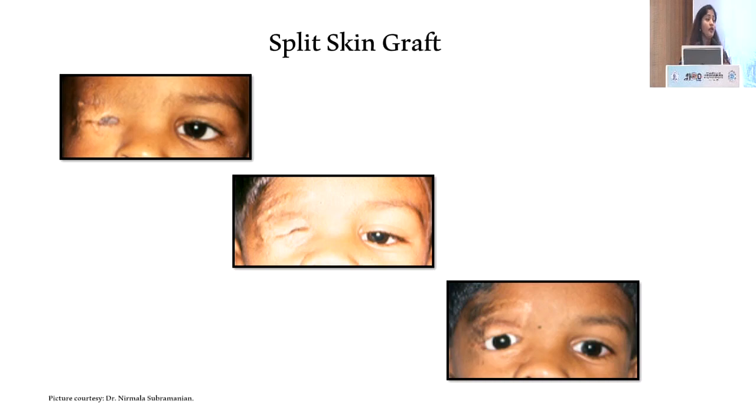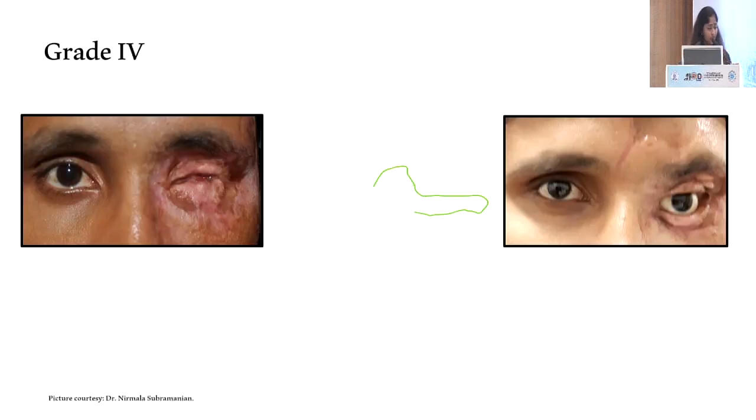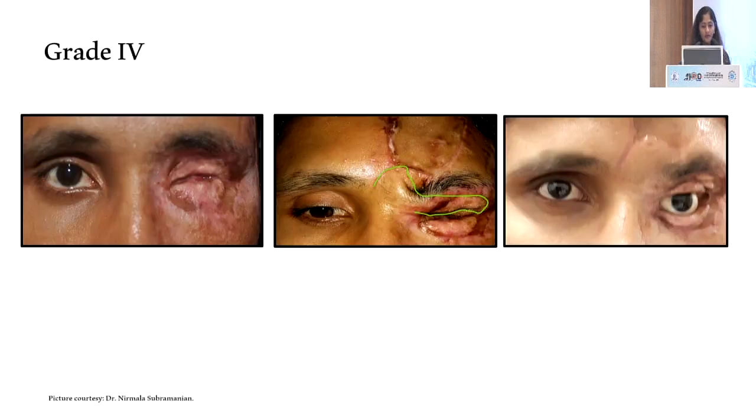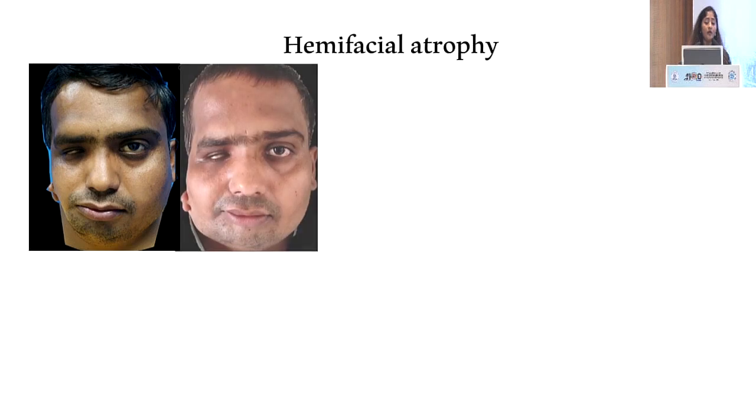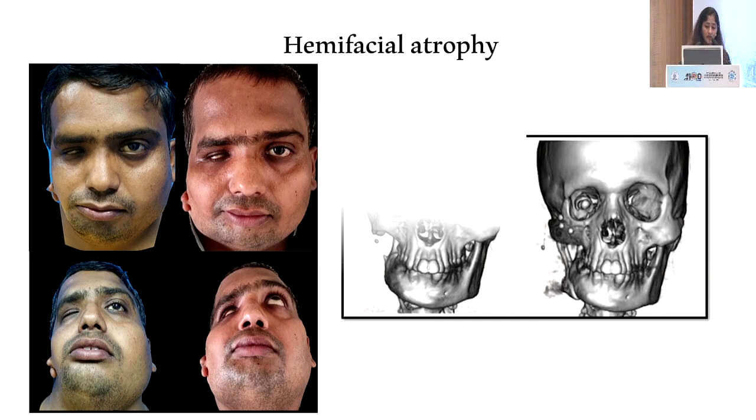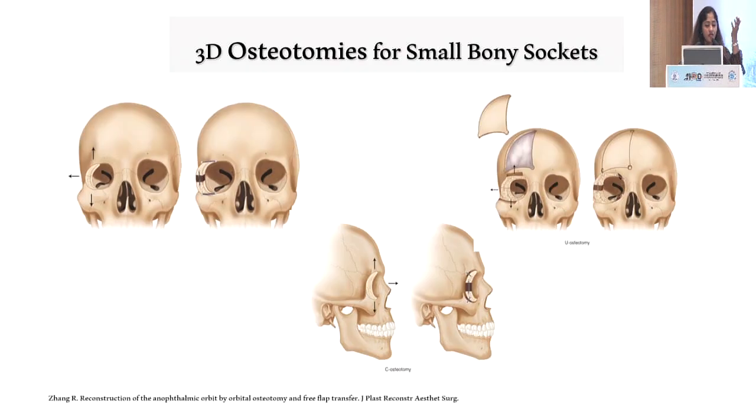Like I was mentioning, you can do split skin grafts in case of a malignant socket. Dr. Sonam? Yeah. Yes. I'll conclude with that. You can do multiple flaps also. Just a take-home message would be not to forget your orbital anatomy and your bony contracture.